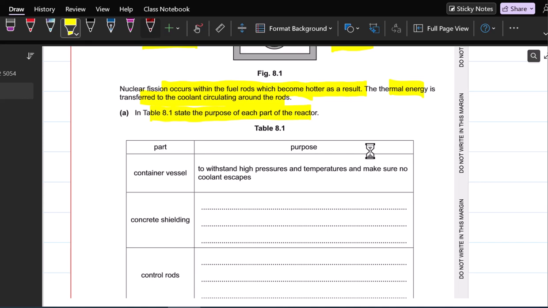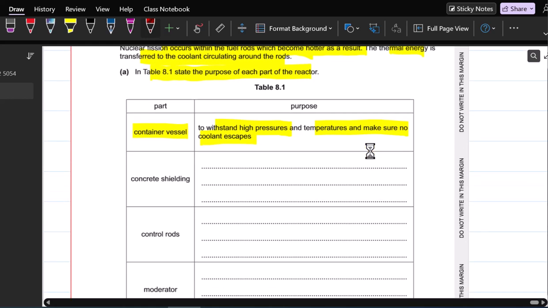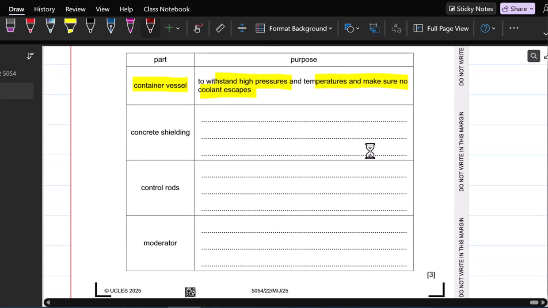So they have given container vessel. It withstands high pressure and temperature and makes sure no coolant escapes. The coolant should not move out into the surroundings, should not escape.